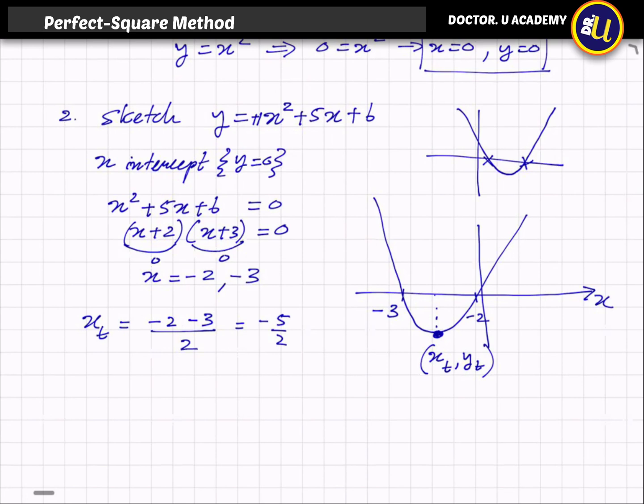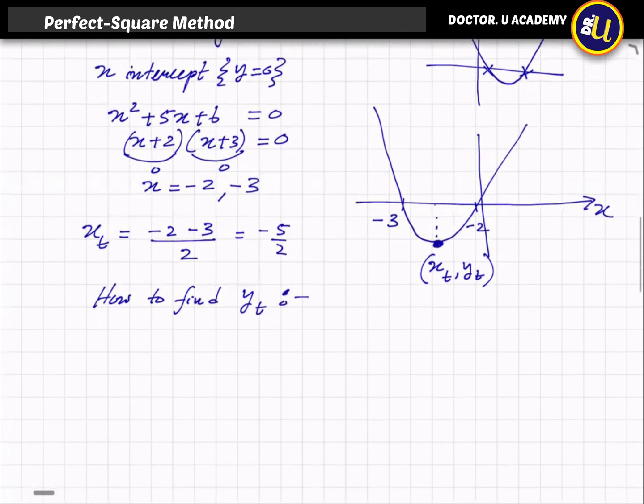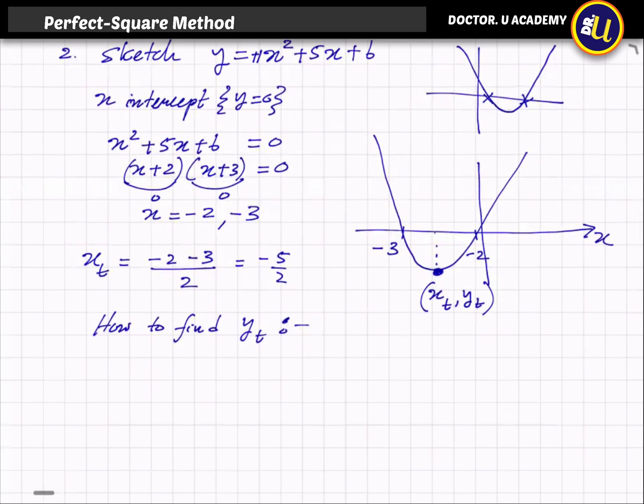Okay, so xt is equal to -5 divided by 2. So how to find yt now? That's the next question. So how to find yt? To find yt, we will use our equation.